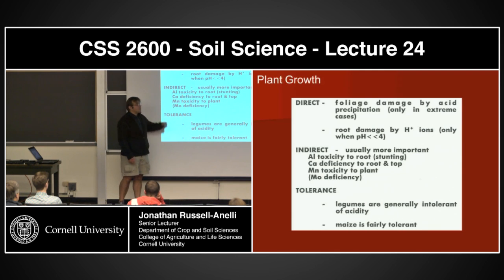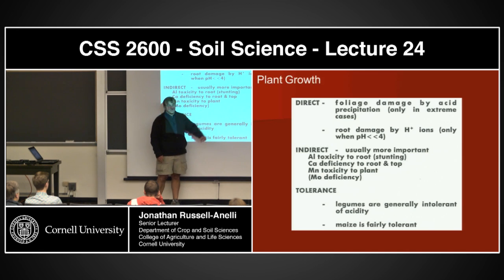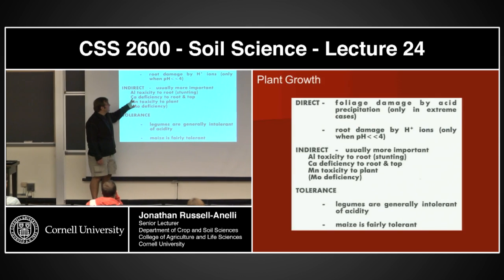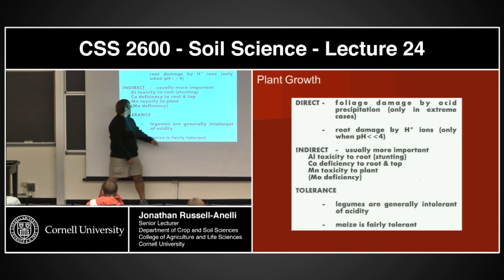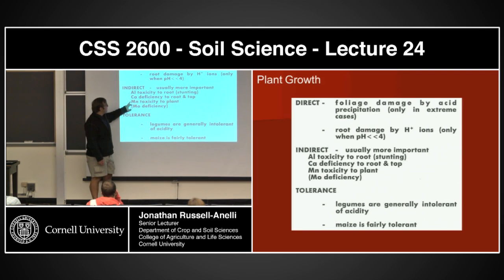First example here we have aluminum, where I have too much aluminum, and the aluminum is going to cause stunting in my plants. If I don't have enough of something, and the example here is calcium, I am going to have stunting in my shoots and tops. Manganese can also be toxic to plants, and I also can have issues with molybdenum deficiencies. Okay? I'll show you some examples of this.